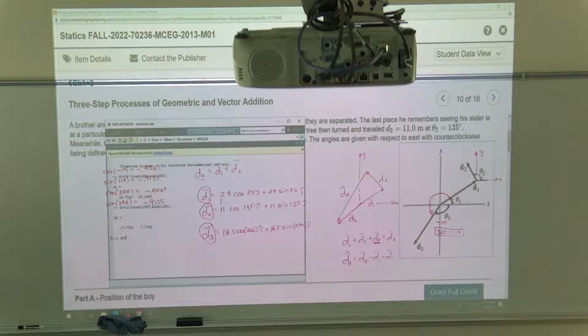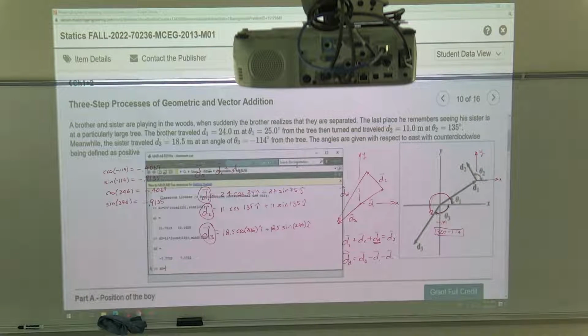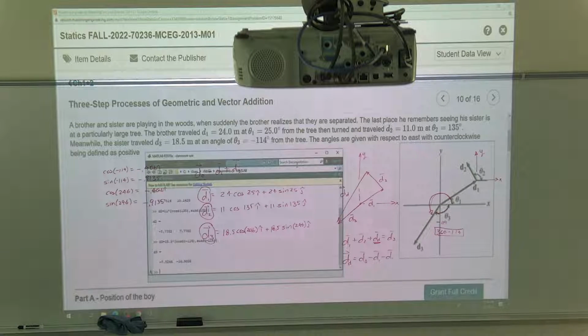If you look at D3, this is the last one, let me shrink it down. D3 is 18.5 times cosine degree of that angle. Now I can use the minus 114. I'll just go ahead and use the minus 114 now, because I can see it off the page. And you end up with D3, which is moving to the left 7.5 meters and down almost 17 meters.